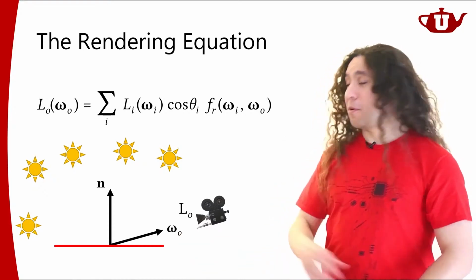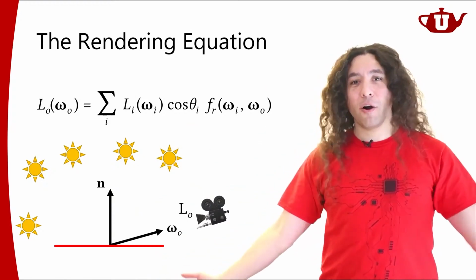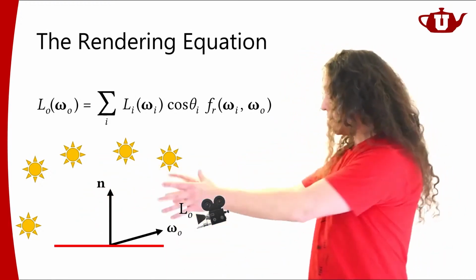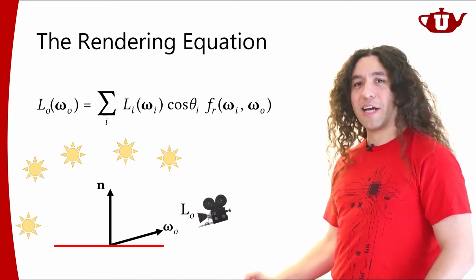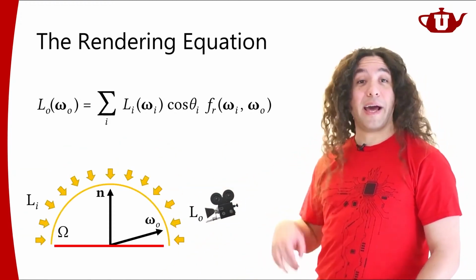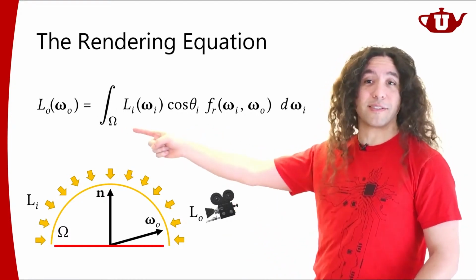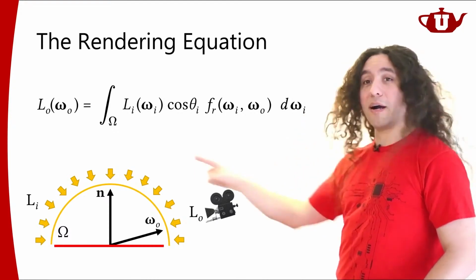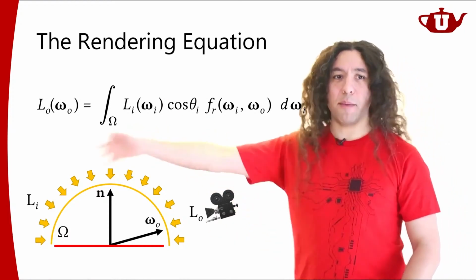Let's say that the light is coming from not just these few particular directions, but from all directions. All directions above a hemisphere placed on top of this point, aligned with the surface normal. If the light is coming from all directions, then I'm going to have a sum over all directions, which means that it's going to be an integral over all directions, right? So omega I is going to be an integral over all directions, omega I, on the hemisphere. This capital omega is the hemisphere of all directions.